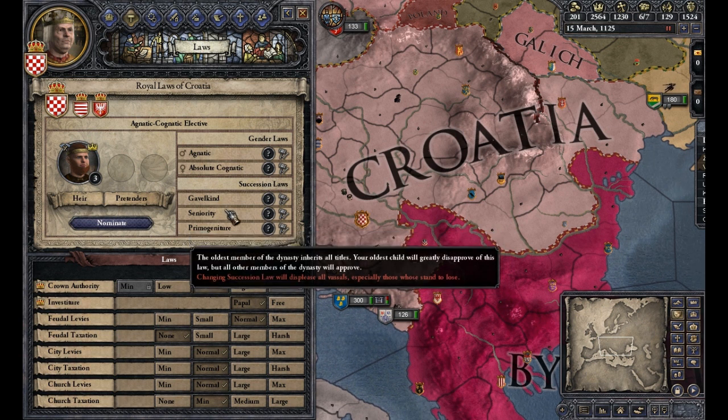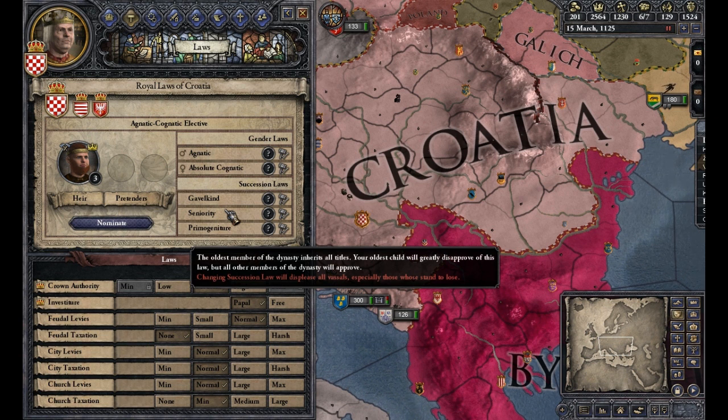Under seniority, the oldest member of your dynasty will inherit. Now that's the oldest member of your dynasty. So how this is kind of weird is your child will not like it because you may have somebody else in your dynasty who is older and would inherit it and not your son, and so it's kind of a tricky one.